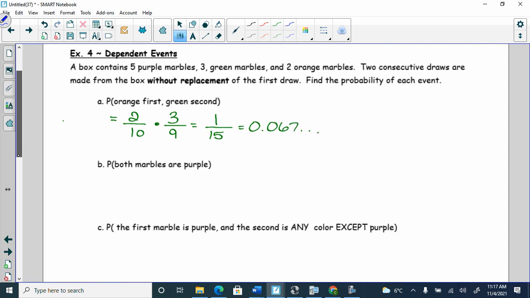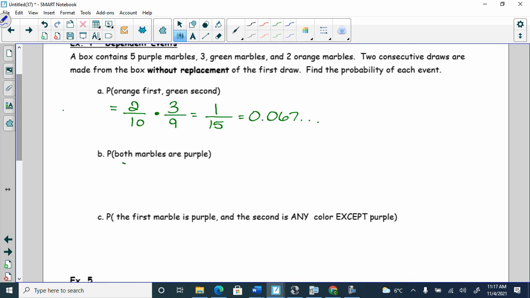Both marbles are purple. So it would be 5 out of 10 times 4 out of 9. So we really have to look for with replacement or without. Because if it was with replacement, it would be 5 out of 10 times 5 out of 10. Right? So that's really the word we're looking for when we see these. So what does this reduce to? 2 over 9. Which is 0.088.